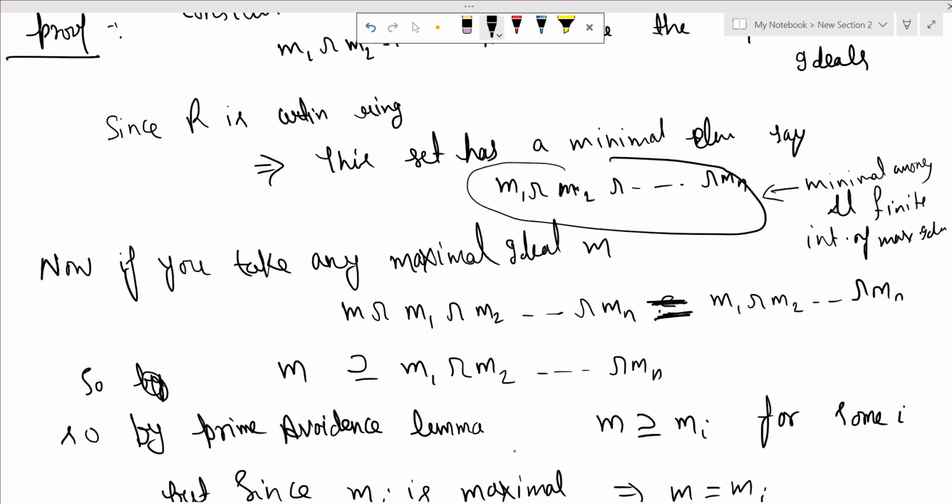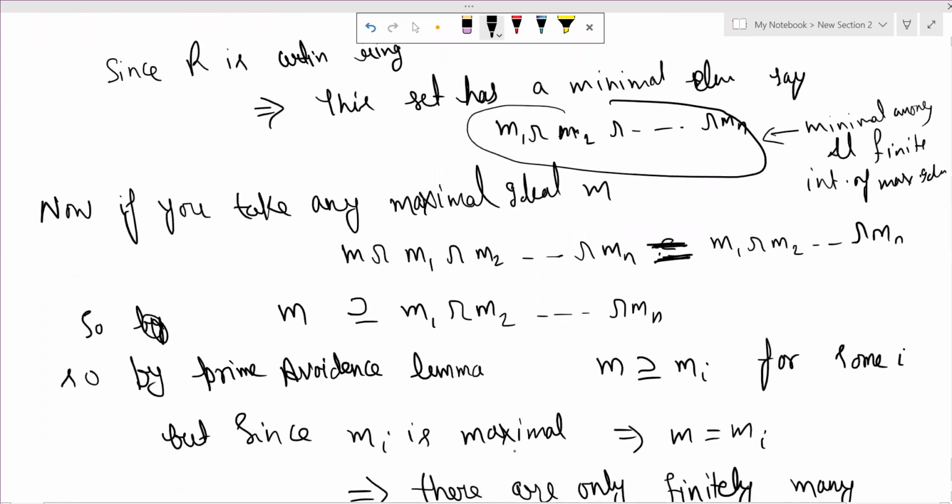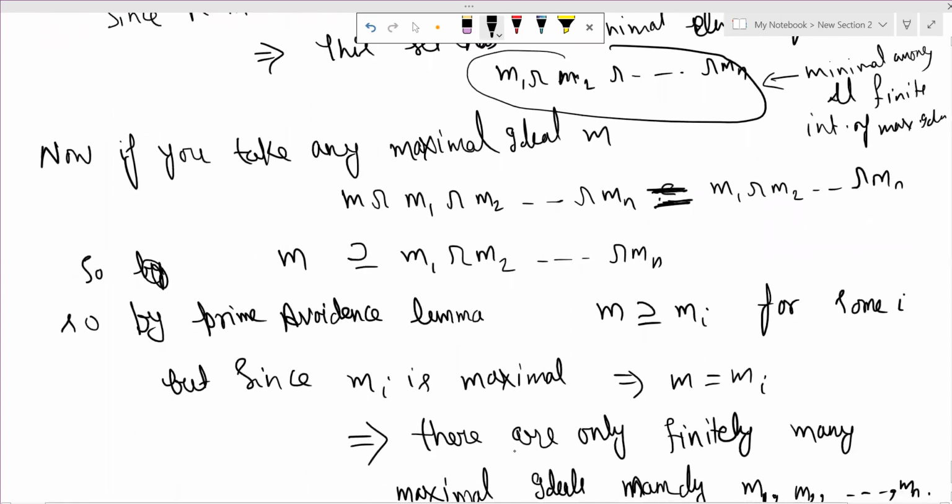Now if this is equality, then M contains M1 intersection M2 intersection ... intersection Mn. Since M is maximal, hence prime, and the Mi are all prime ideals because they are maximal ideals, by the prime avoidance lemma: if P contains an intersection of prime ideals P1 intersection P2 intersection ... intersection Pn, then P contains at least one of the prime ideals. So M contains some Mi. But since Mi is a maximal ideal, there cannot be any other ideal which contains it.